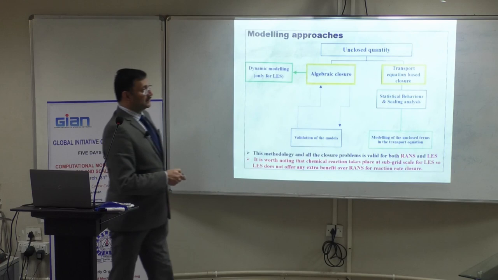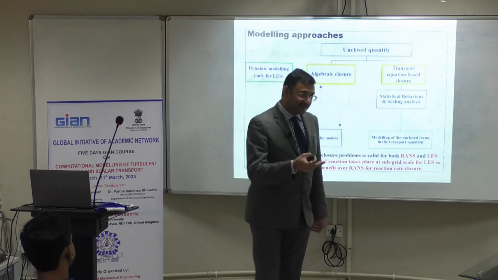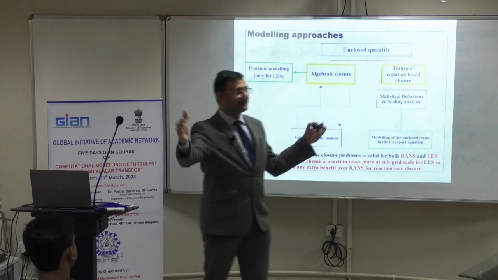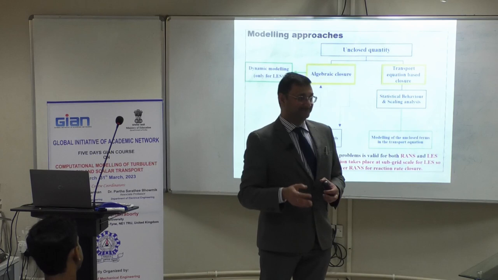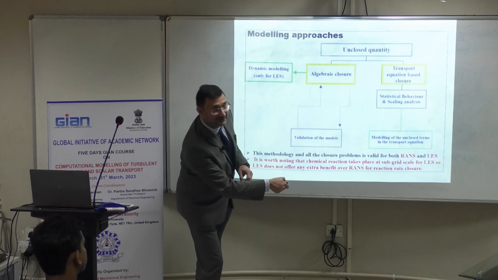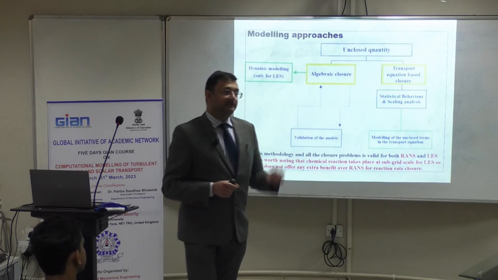Alternatively, if you are going for transportation, you have to find out how the statistical behavior of the unclosed terms is likely to be. Sometimes you can do a scaling analysis to estimate the order of magnitudes of those terms. Obviously, you have seen that writing a transport equation gives rise to a proliferation of unknown variables. If you can drop some of those terms, an order of magnitude analysis will enable you to do that, and then you go for the modeling of the terms. Obviously, I did not show it, but you need to validate the model anyway. The only difference is for the case of LES, in RANS, the model coefficients that you have got remain constant.